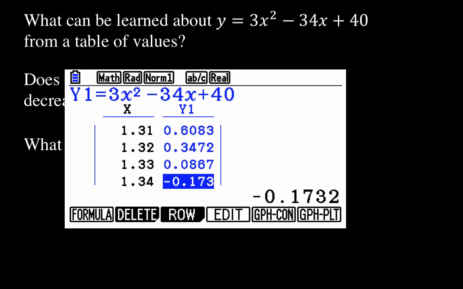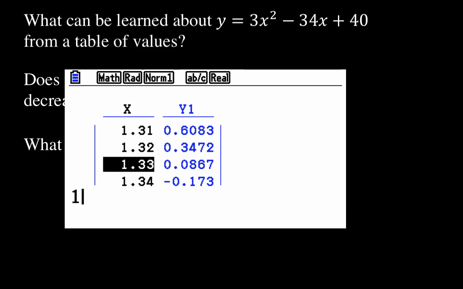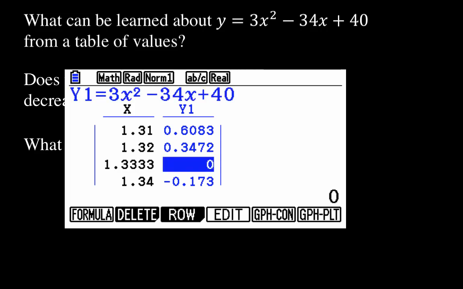What is in between 1.33 and 1.34? Well, 1.333. Oh, I smell a fraction. Do you know a fraction with decimal expansion 1.3 recurring? Well, that fraction would be 1 and 1/3. So let's test that. Bingo. So according to the calculator, at least, the function's value is 0 for x equal to 1 and 1/3.